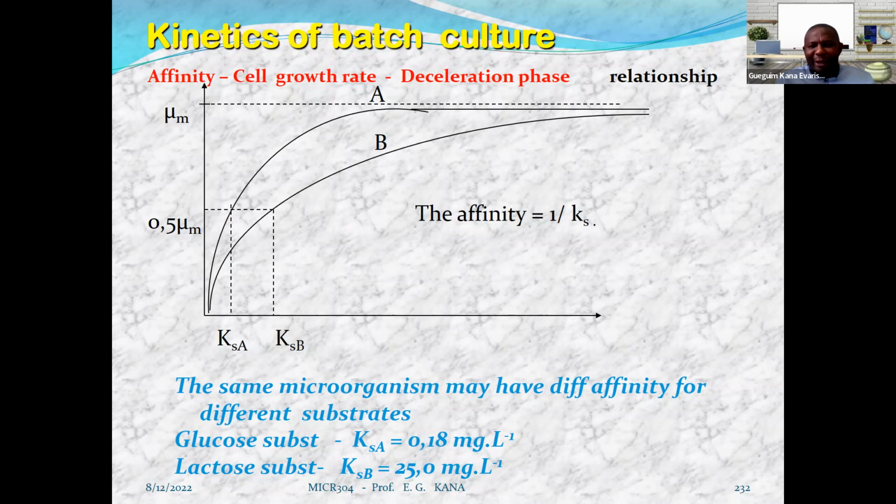Dineo is saying that on the first substrate, which is glucose, the cell will show a shorter deceleration phase. Now, on which substrate will the cell have a longer deceleration phase? That's a question to the class. On which substrate will the cell have a longer deceleration phase? Is it glucose or lactose?